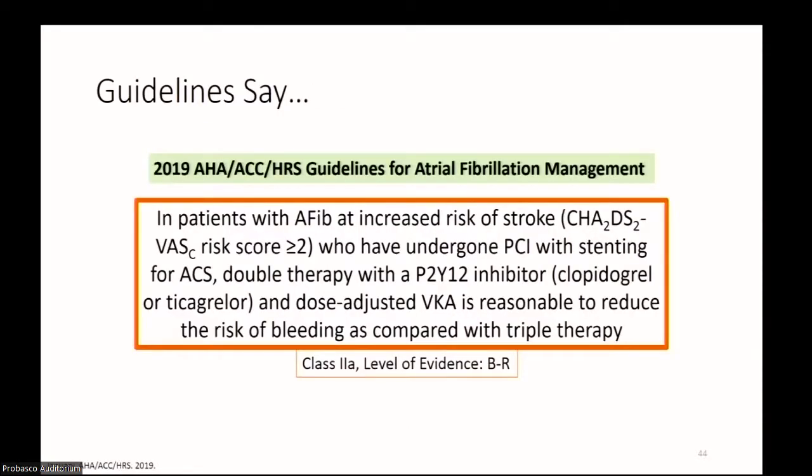So that leads us to the final recommendation. In patients with AFib at increased risk of stroke and have undergone PCI with stenting for ACS, double therapy with the P2Y12 inhibitor and dose-adjusted VKA is reasonable to reduce the risk of bleeding as compared with triple therapy.